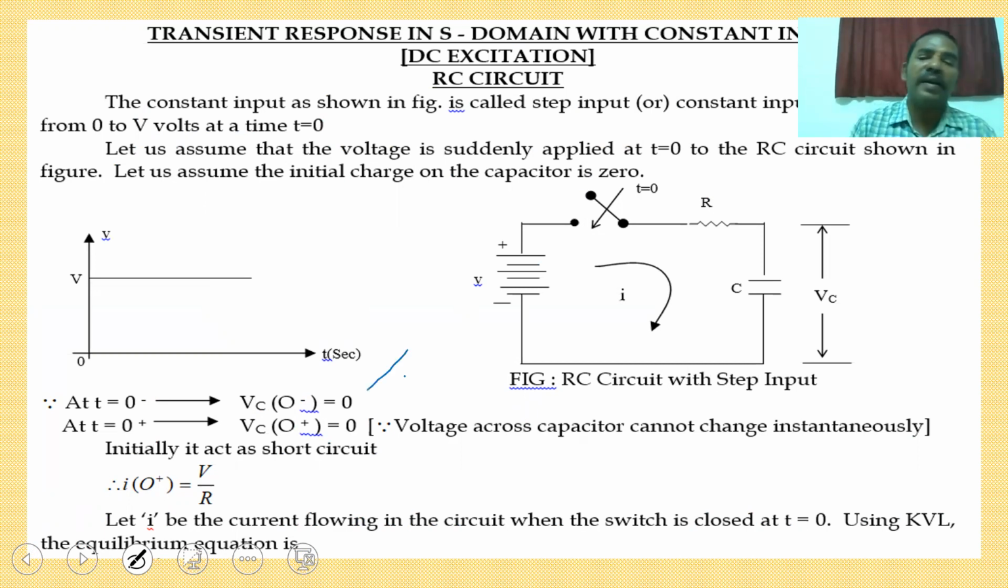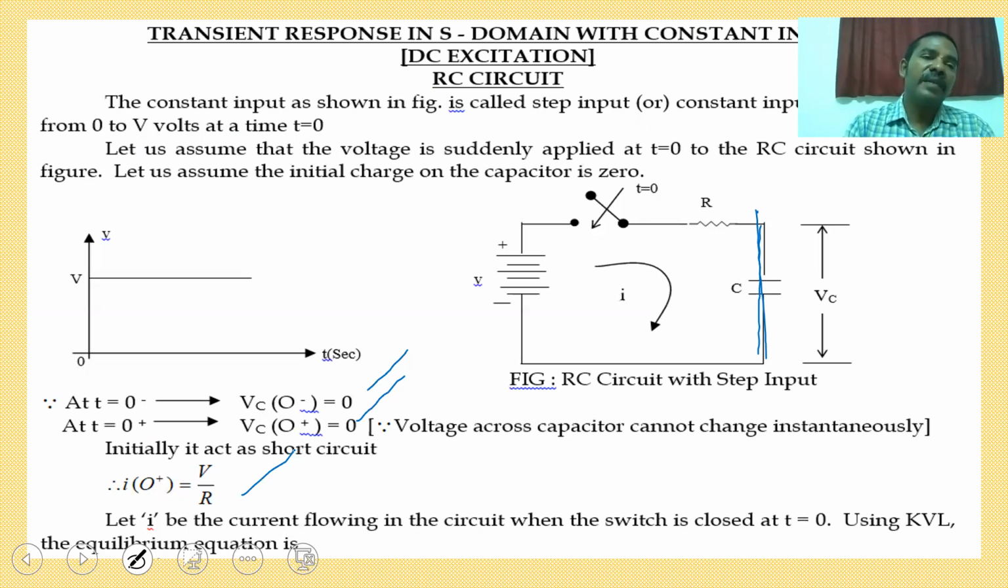So i of 0 minus is 0, because no current will flow through the circuit. At t equal to 0 plus, immediately after the switch is closed, the voltage drop across the capacitor is 0, because a capacitor never takes instantaneous voltage changes. Under that condition, only the resistor and the voltage source are connected in series, so the capacitor acts as short circuited. So the initial current i of 0 plus is V by R.